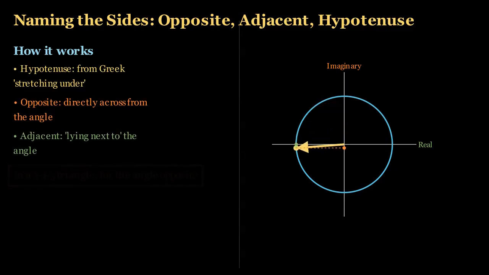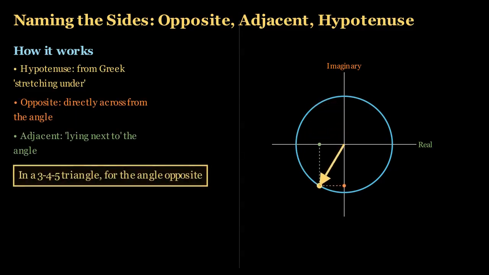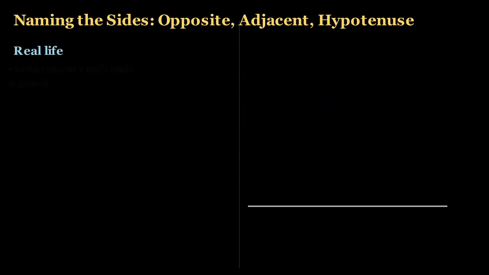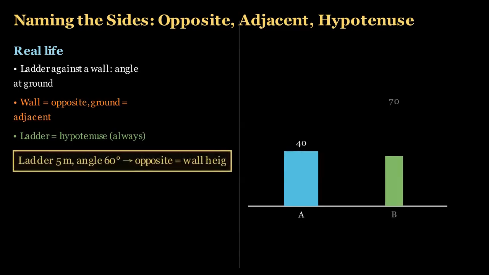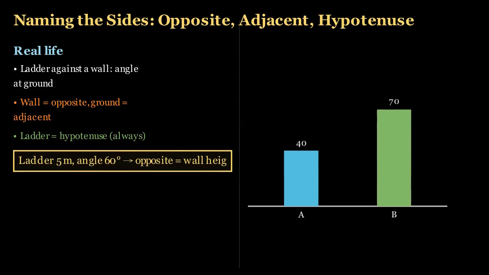Opposite means exactly what it sounds like, the side the angle points at. Adjacent means lying next to. The adjacent side touches the angle but isn't the hypotenuse. A 5-meter ladder leans on a wall. The angle at the ground is where we stand. The wall is the opposite side, it's what the angle sees. The ground is the adjacent side. The ladder itself is the hypotenuse.